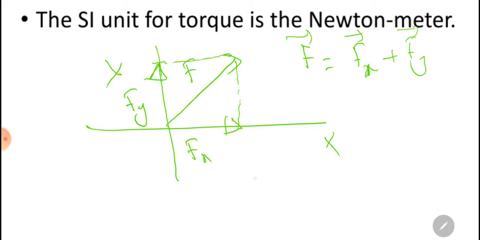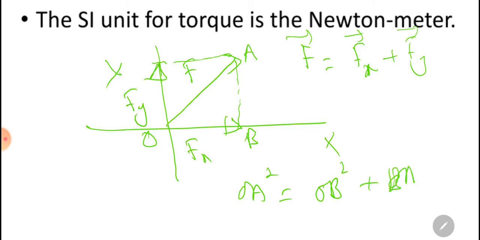Now, according to Pythagoras theorem, if this is O, this is A and this is B, the hypotenuse OA whole squared will be equal to OB whole squared plus AB whole squared. We have written this by Pythagoras theorem. So OA squared, that is F squared, is equal to Fx squared plus Fy squared.